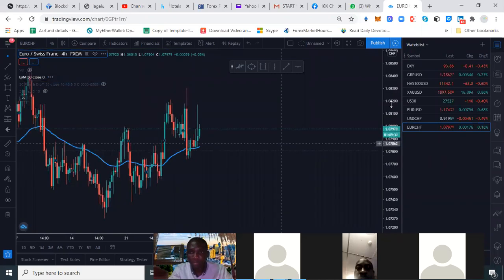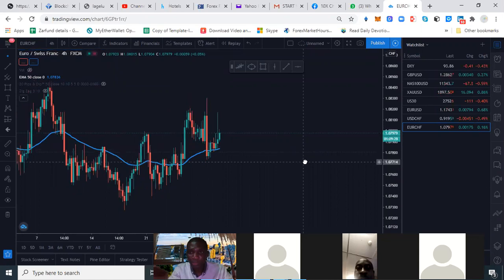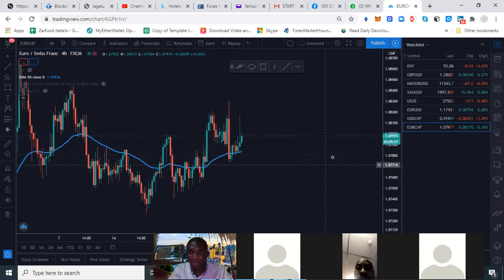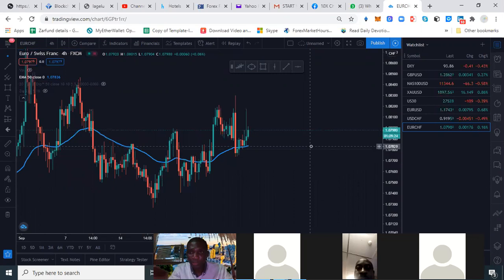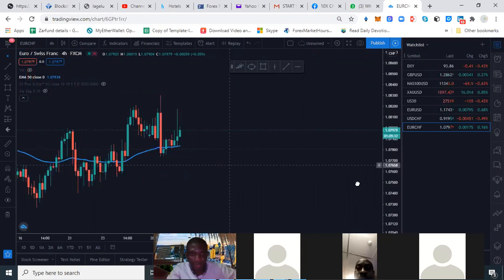Okay, so now let's look at Euro CHF. This is Euro CHF. I'm just looking for a chart that's plain, where I've not written anything or marked up anything, so we can look at it clearly together. Okay, so now look at a trade.